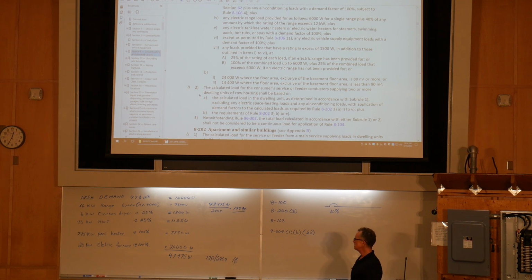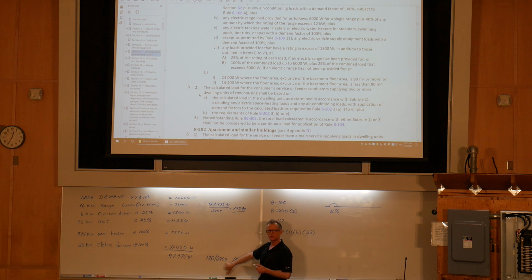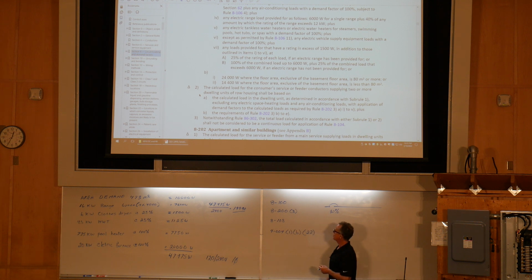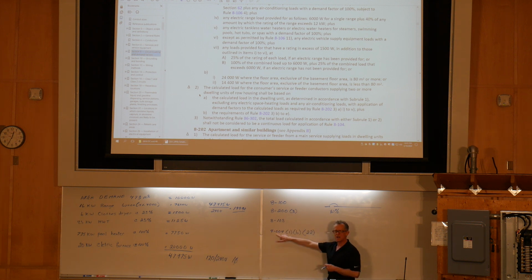So in this one, we've confirmed our watts. We applied 8-100 for our voltage divisor. We got it to 199.9 amps. We looked at 8-200 subrule 3. We know that is a non-continuous load. Now we can go to 4-004 and we're going to select our conductor and our breaker. So we'll see you in the next video.